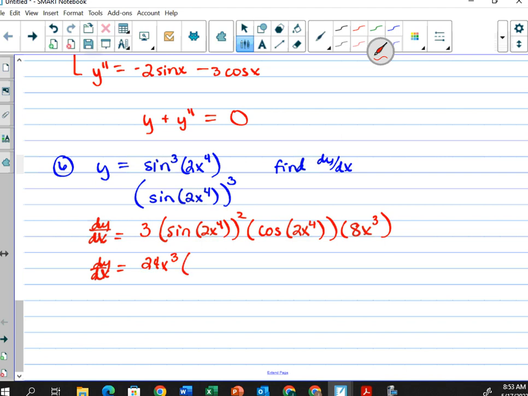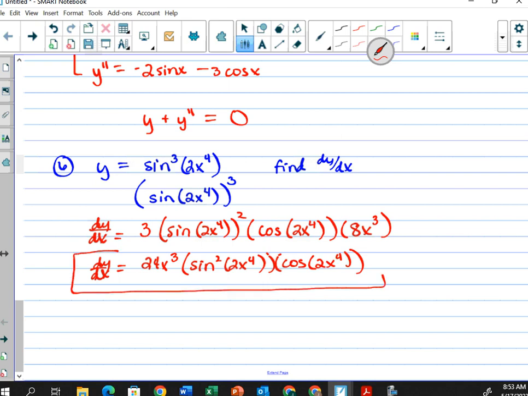You can rewrite this as sine squared of 2x to the 4th if you want, but it does not matter, times cosine of 2x to the 4th. All right, let's stop there for a second. Do we see it? Yes, we do. That's what I got.